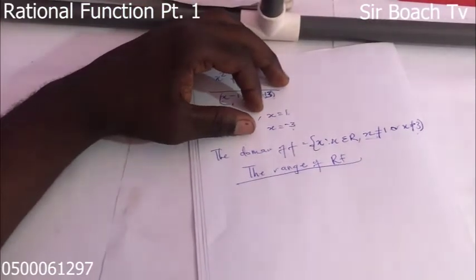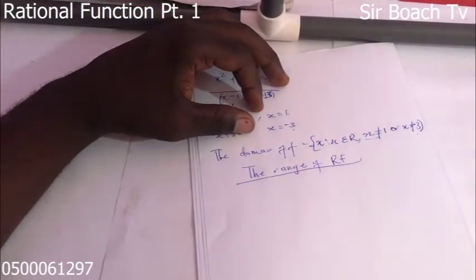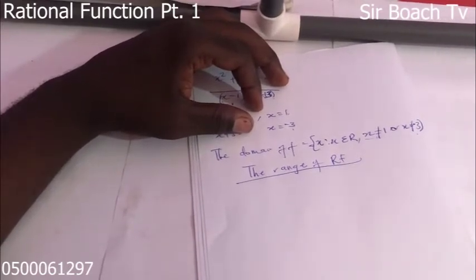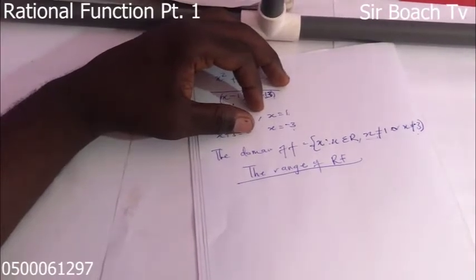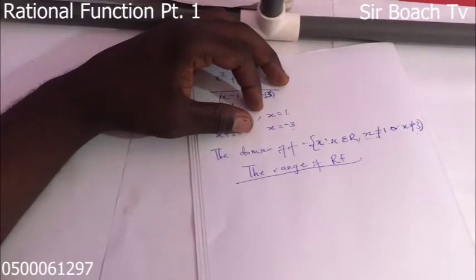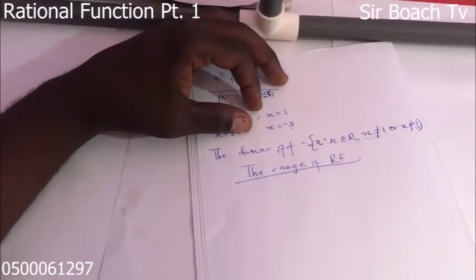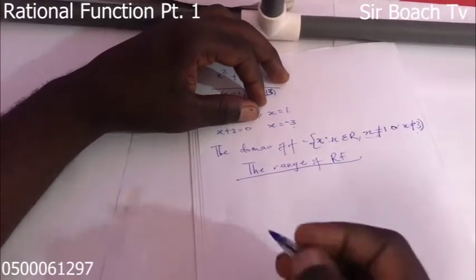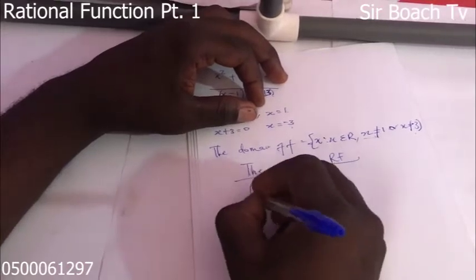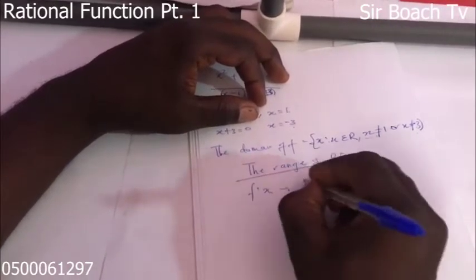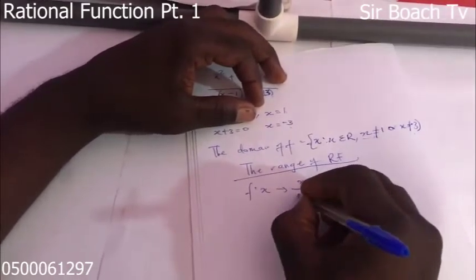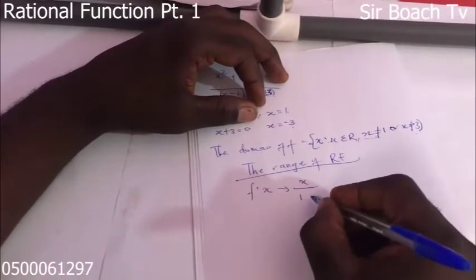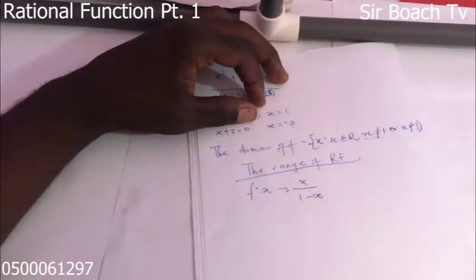Now, if we say a range, what is a range? The range of a function is the value of y which makes the x defined. So what does it mean? It means that when a function is given, we just find x. Are you okay? So let's take a function like f of x maps x over 1 minus x. Let's take this for example.